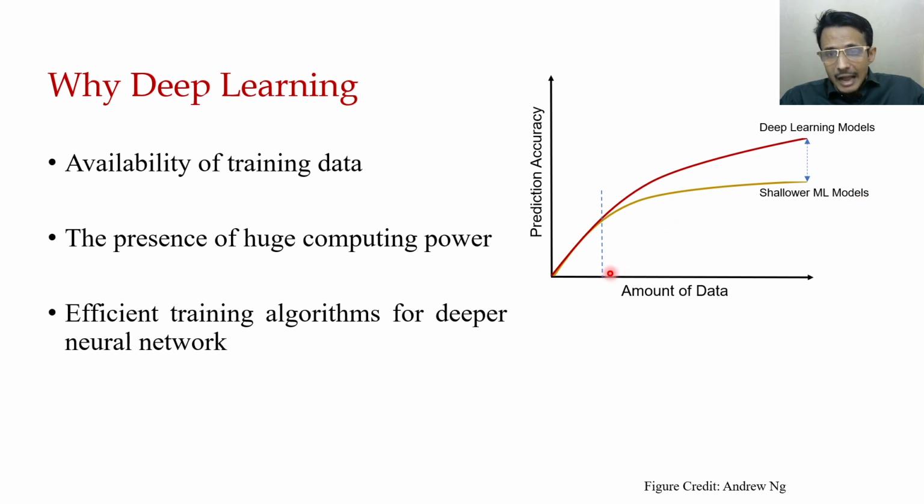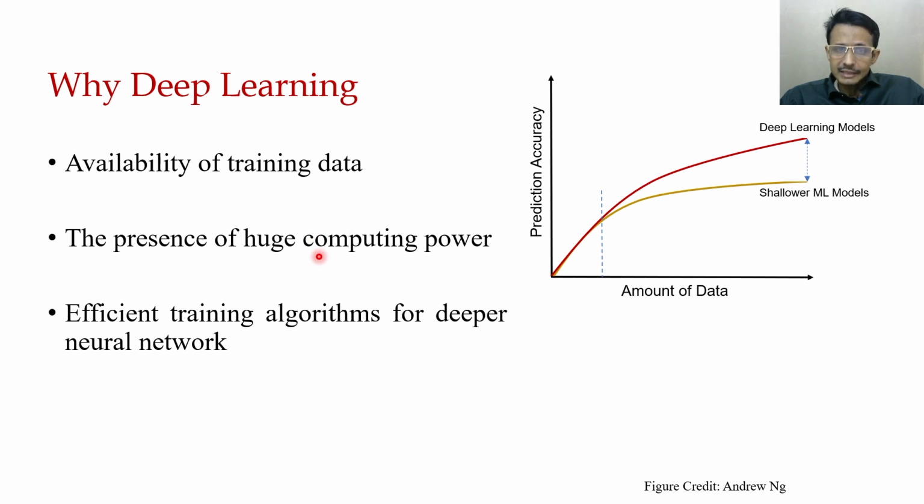So if we have a lot of data in the supervised paradigm, this data should be annotated. Maybe it's costly, but still, our deep learning models perform much better, substantially better than the shallower ones. So one major aspect is the availability of training data.